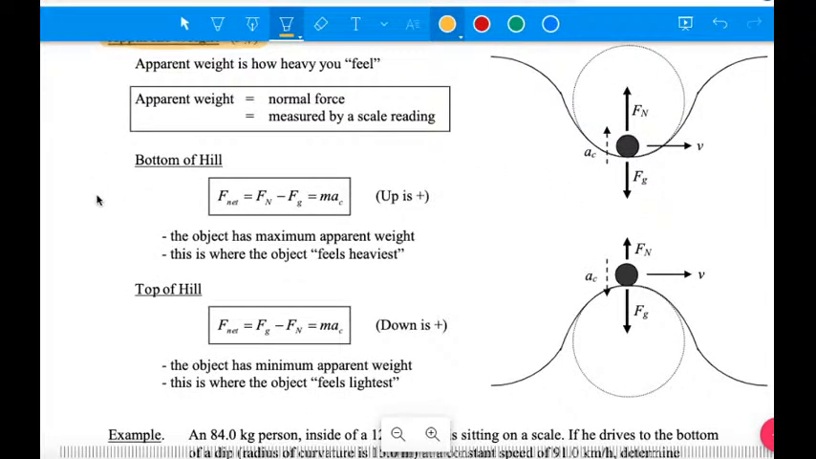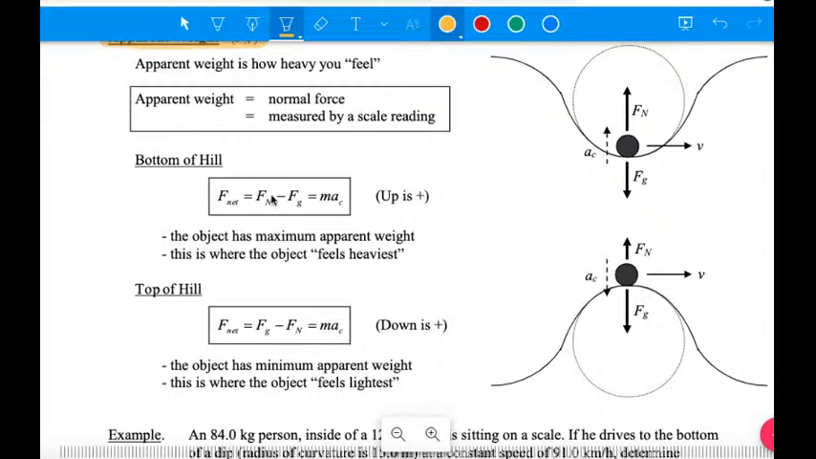We'll prove this mathematically, right, with our net force being the normal force minus the force of gravity is equal to our mass times centripetal acceleration. So just like we did before with our vertical circles with a string, now we're doing vertical circles without a string using normal force, like a car tire pressing against the bottom of a hill.